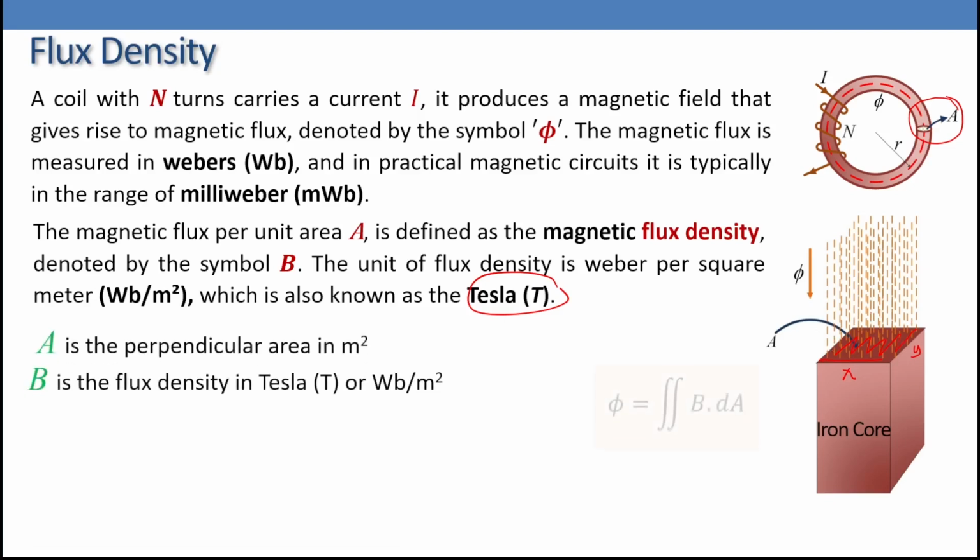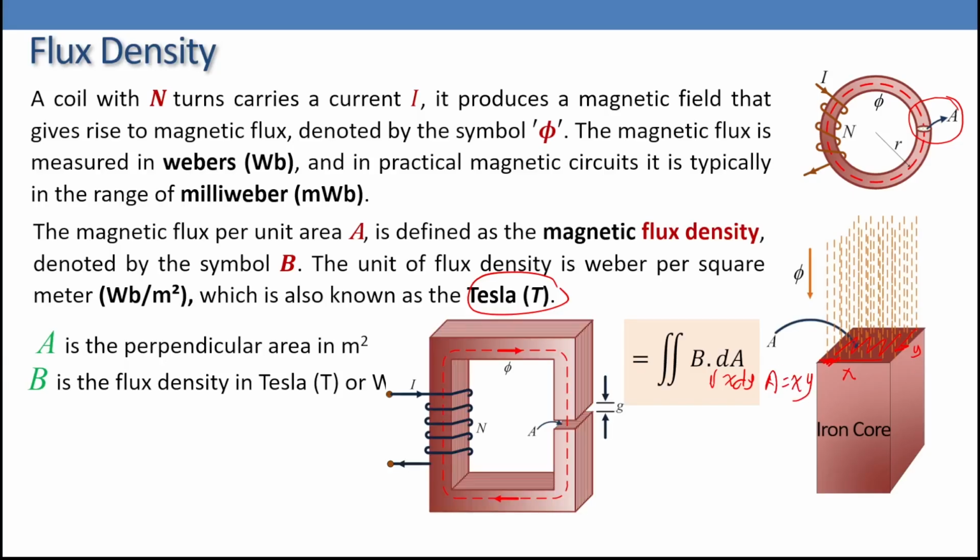So how to calculate it? We have A as the perpendicular area in meter square, and B is the flux density in Tesla or Weber per meter square. So the flux phi equals the double integral of B dot dA, where dA equals dx dy. So that gives you the area here equals xy, the area of this rectangle.